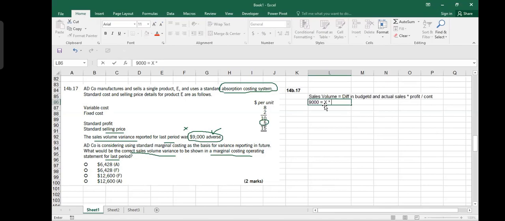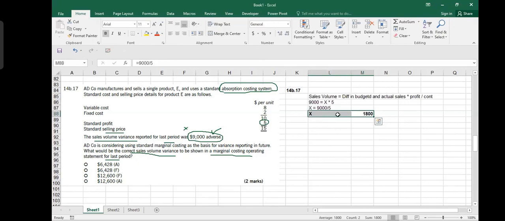And then multiply it with the profit. In our case, we will multiply with profit because it is absorption costing and profit is 5. So then we can say that X is equal to 9,000 divided by 5, which is 1,800. This 1,800 is the difference between the budgeted sales and the actual sales. So this is what we did with the available information.